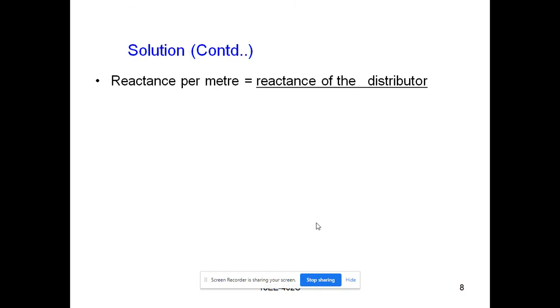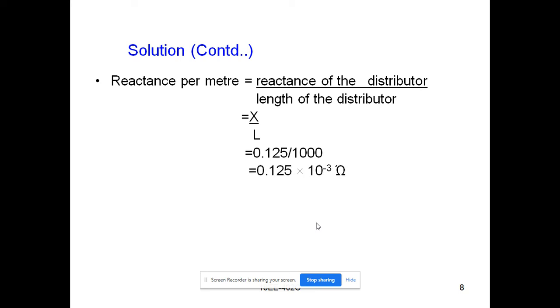In the same way, we find the reactance per meter by dividing the reactance of the distributor with the length of the distributor. The reactance of the distributor is X, and the length is L, and it is given that the reactance for the total distributor is 0.125 and the length is 1000. Dividing 0.125 by 1000, we get 0.125 into 10 to the power of minus 3 ohms per meter.